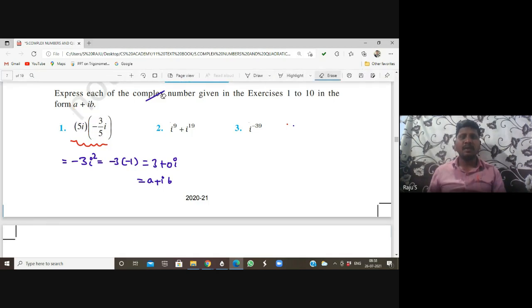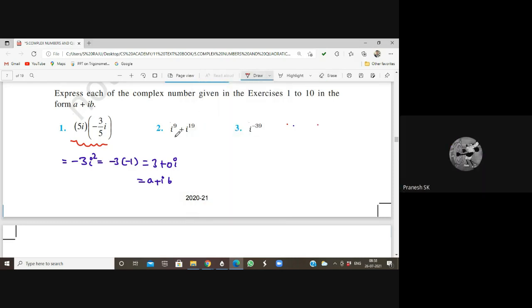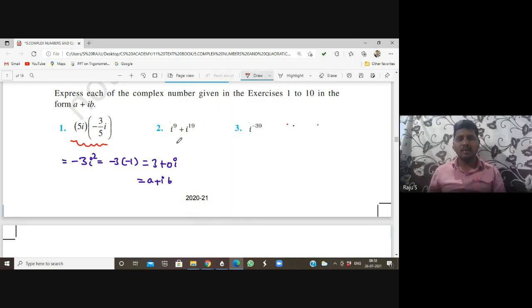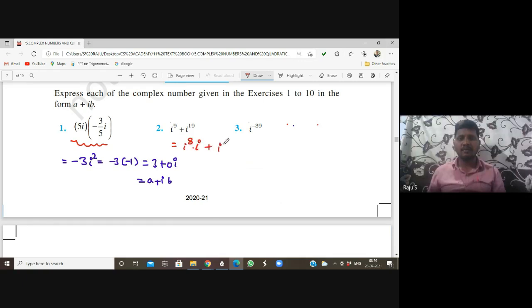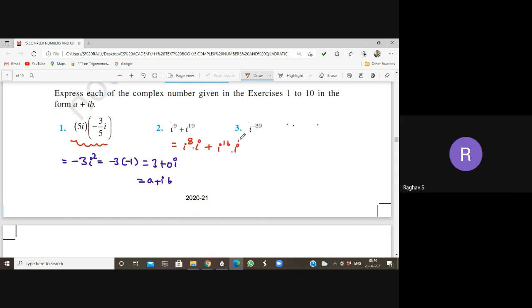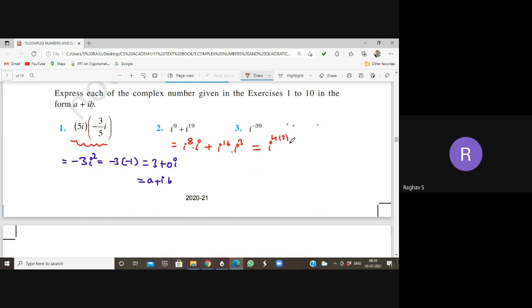Right. Now, anyone answer for 0? Sir, zero plus zero. Okay, so how can you write here first? Sir, i power 8 into i, plus i power 16 into i cube. Okay, i power 16 into i cube. So this is equal to i plus minus i, sir.